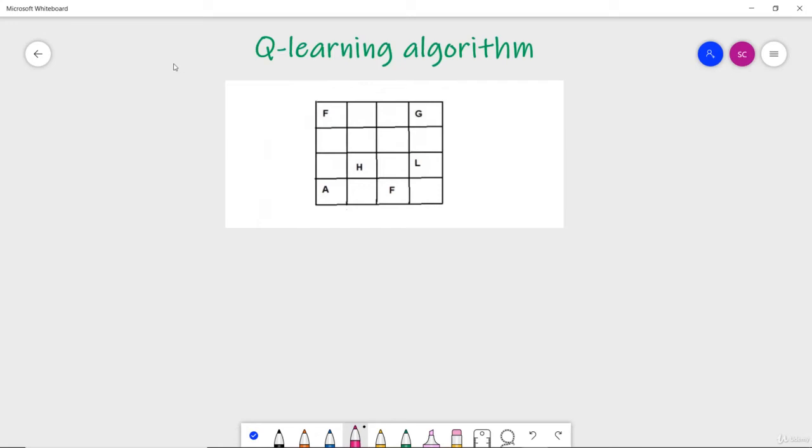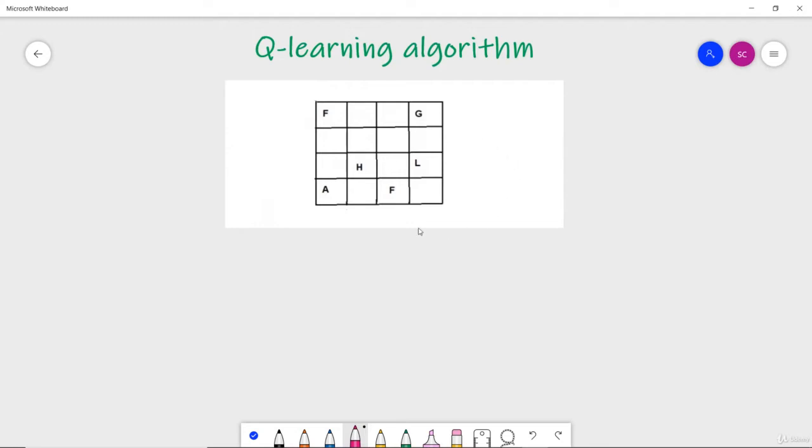In this video, we will understand the Q learning algorithm of reinforcement learning, how it works using a maze environment example, and the Bellman equation for the Q learning algorithm. So to understand the Q learning algorithm, let's take an example of the maze environment that the agent needs to explore.